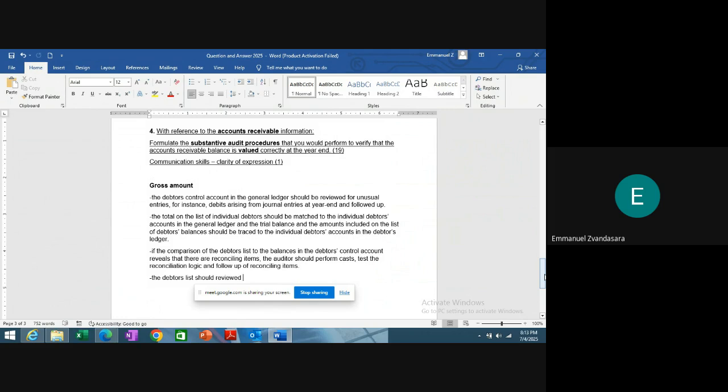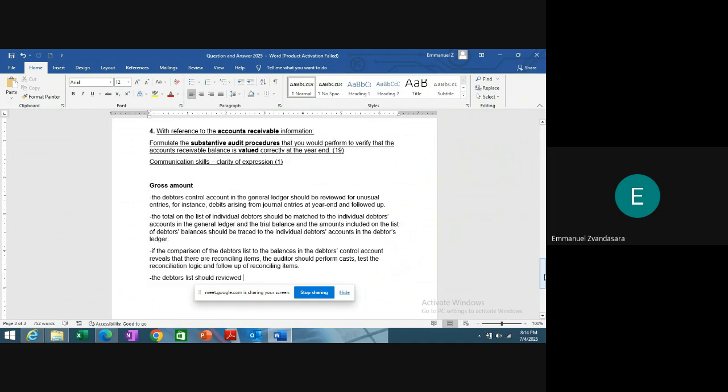So when we are dealing with substantive procedures, they already tell us to formulate substantive procedures on the valuation, on the presentation, on the existence, on the rights and obligations of this account balance or this class of transaction. So they've already mentioned it to us. Whatever procedure we are going to formulate should be in relation to the mentioned assertion. So don't confuse assertions.